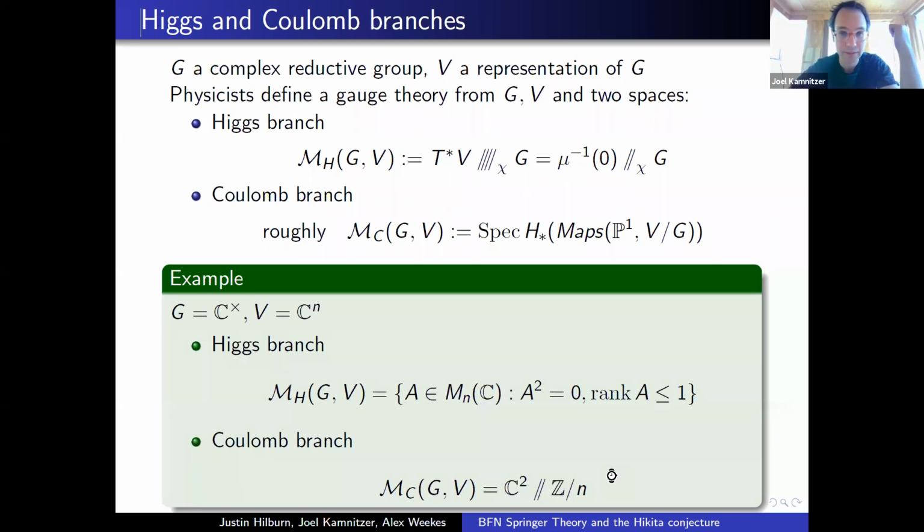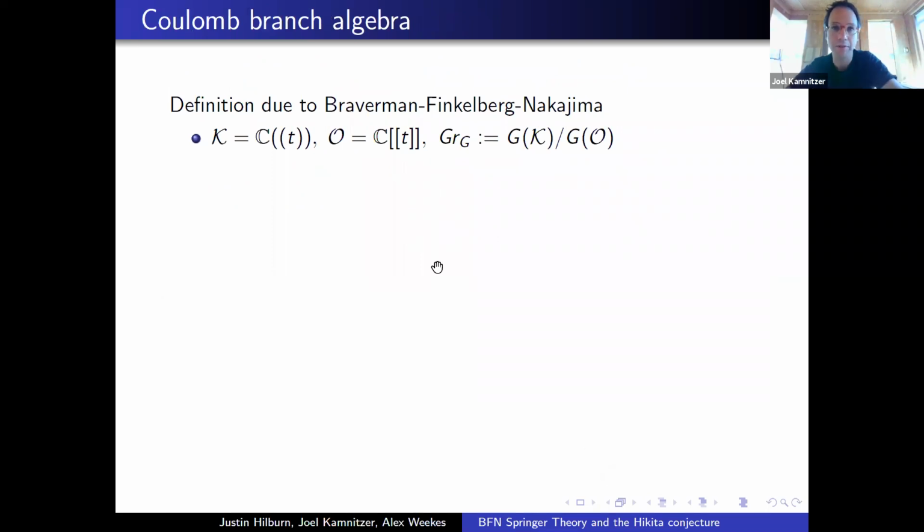Okay, so let me explain the definition of the Coulomb branch. And again, this was due to Braverman, Finkelberg, and Nakajima. The definition is a little bit involved, and it uses the affine Grassmannian of the group G. So first of all, let me define this affine Grassmannian.